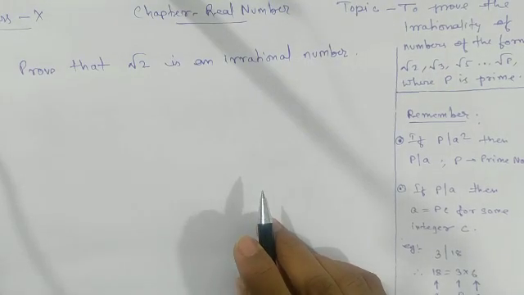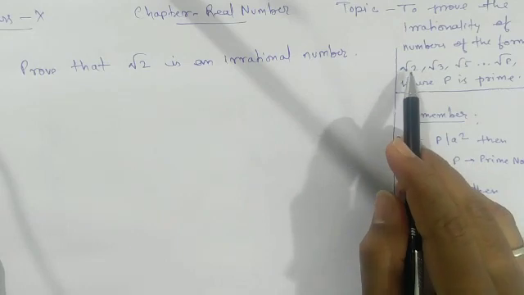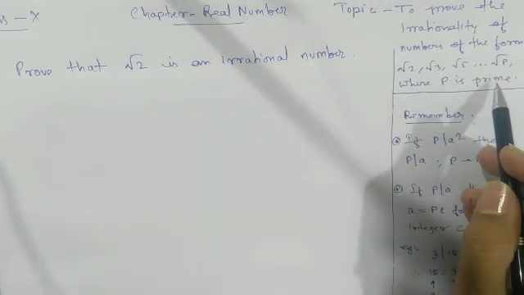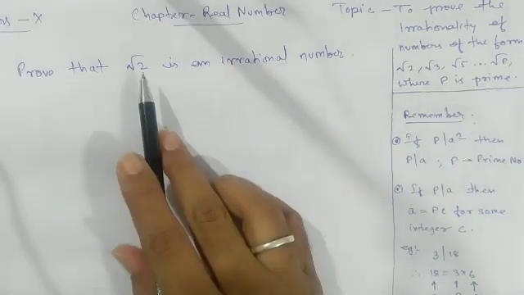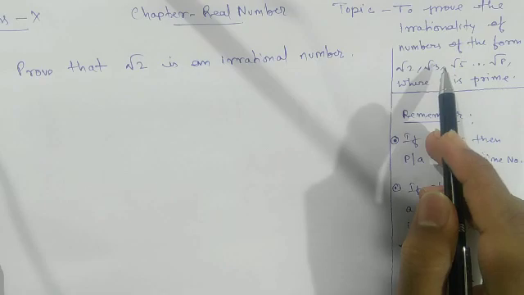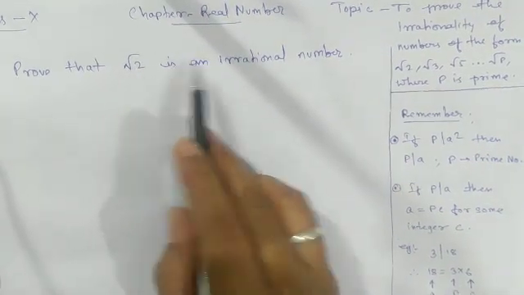Namaste students. Today we are going to prove the irrationality of numbers of the form root 2, root 3, root 5, ..., root p, where p is a prime number. If you see one of them, then the rest you can prove on your own. We'll see how to prove that root 2 is an irrational number.